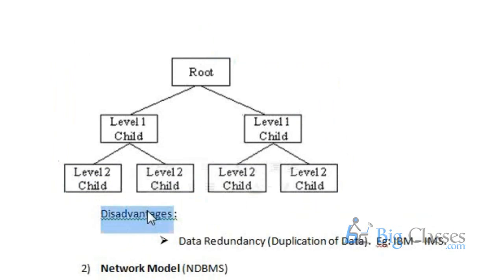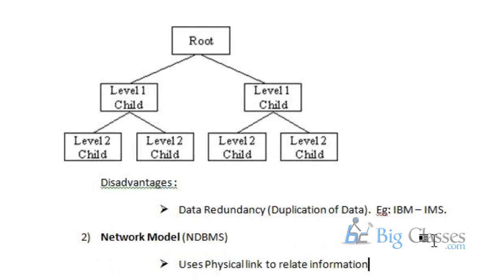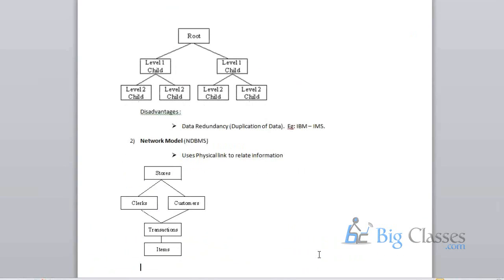With these database models, there was duplication in data, that is, data redundancy. This was the problem with those hierarchical database models. An example of a hierarchical database model is IBM's Information Management System. After structuring the data, we can see that there is duplicate data present in that structure, and when there is duplicate data, processing it would raise some abnormal issues. Later on, the network model came into existence. Network model databases use a physical link to relate the information.